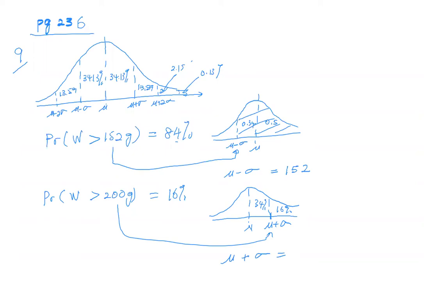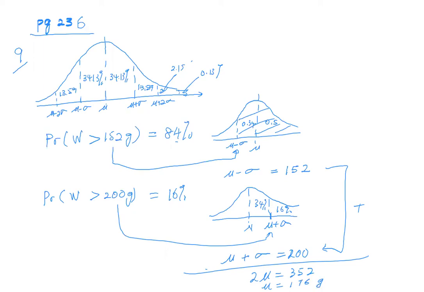Later, I will teach you how to do it without this. That is the later part. That is 200. So you solve these two equations. You add up. 2 times the mean is equal to 352. So you get the mean equal to 176 grams. You get me? You get the mean, then you can get the standard deviation. Are you clear?